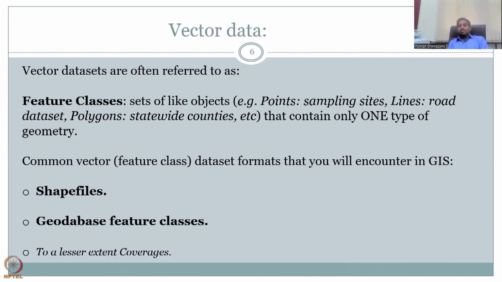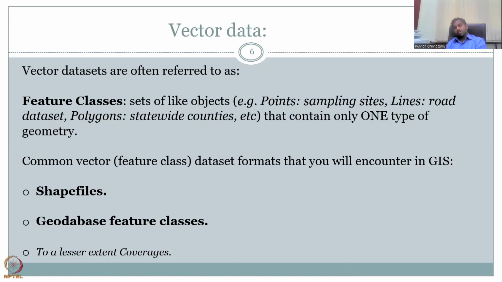Within the shapefile, there are feature classes, sets of like objects. For example, if you have a points file, you can have sampling sites, one in every district, one in every state, etc. And then the site name is different, the state name is different. That is fine, but you cannot have different geometries.